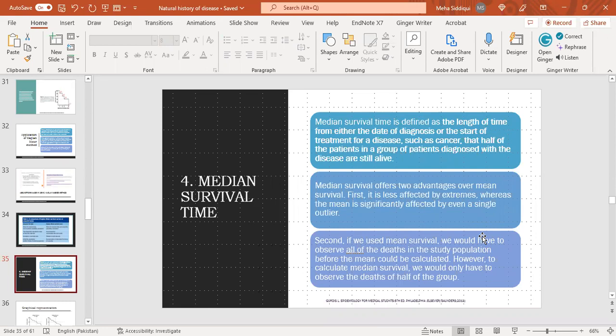That is, it is less affected by extremes or outliers, where the mean is significantly affected by even a single outlier. Second, if we use mean survival, we would have to observe all of the deaths in a study population before the mean could be calculated. However, to calculate the median survival, we would only have to observe the deaths of half of the group.